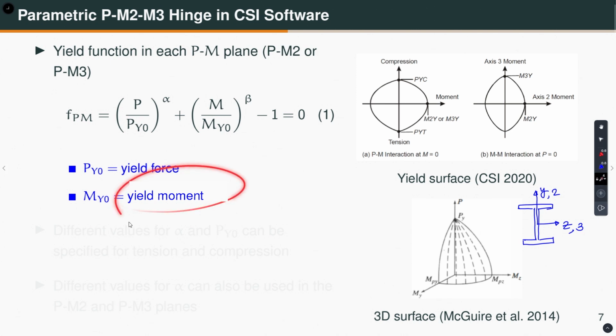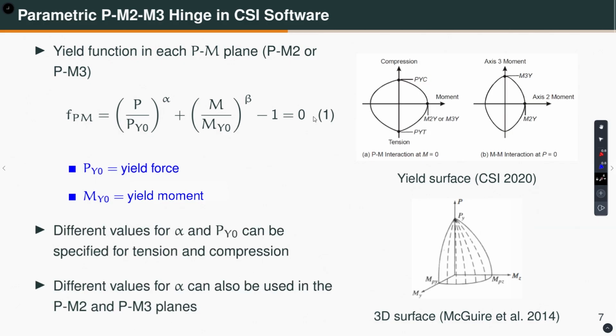And then there is this exponent alpha for the axial force ratio and exponent beta for the moment ratio, minus 1 is equal to 0. This is my yield function. And as a user, you can give different values of alpha and Py0 for tension and compression. So, let us say this is my compression and this is the moment and this is the tension. So, basically I am plotting axial force versus moment. This could be Mz or My.